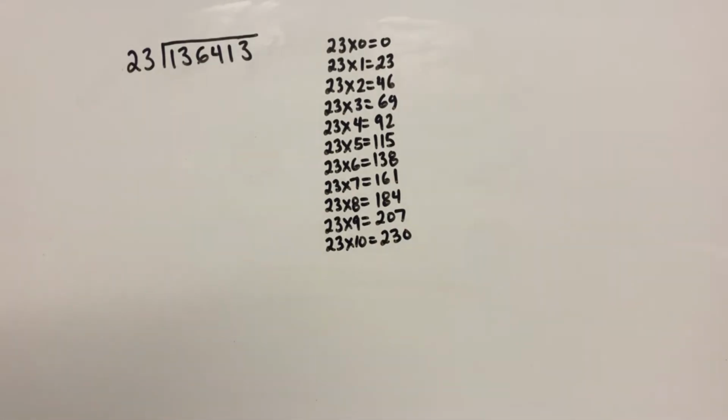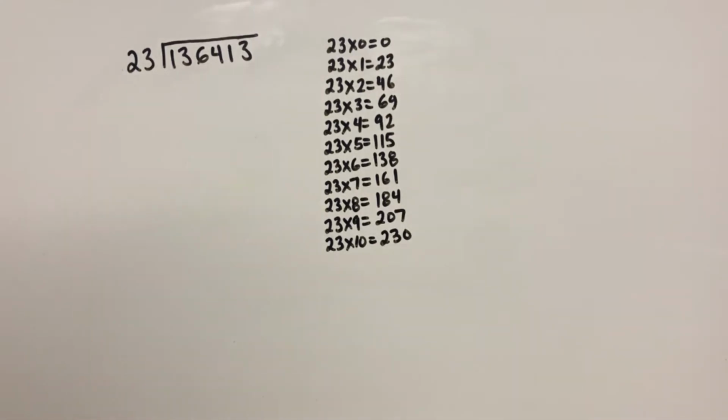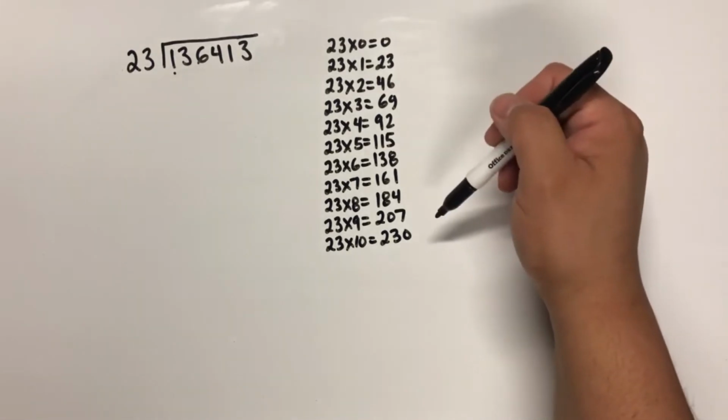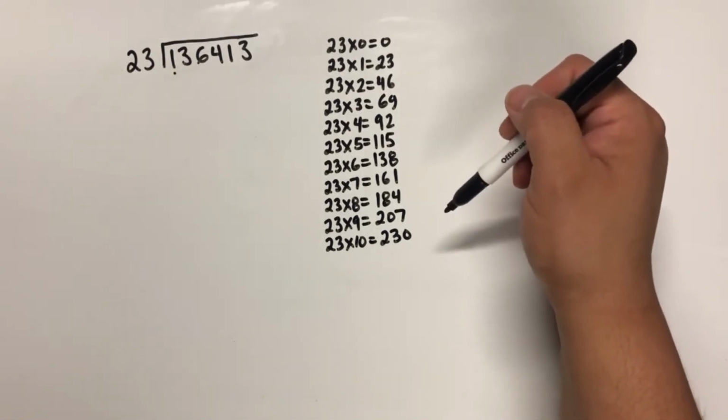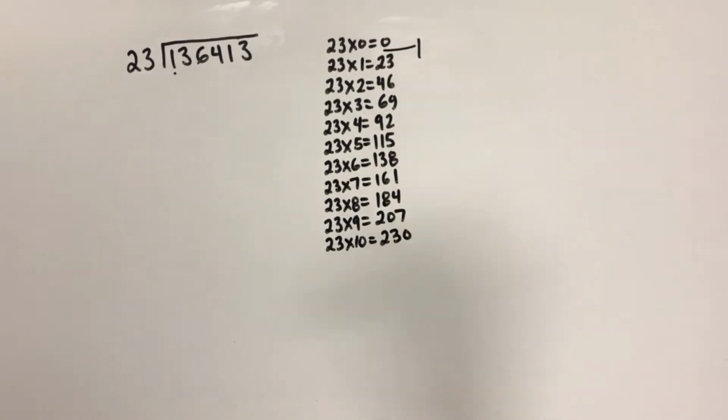Okay, once I do the multiplication table of times 23, the first thing I'm going to do is look at the first number inside the division house, which is the number 1 right here. And I'm going to squeeze the number 1 in between two numbers in the multiplication table. I can see that the number 1 is in between the 0 and the 23. It's right there.